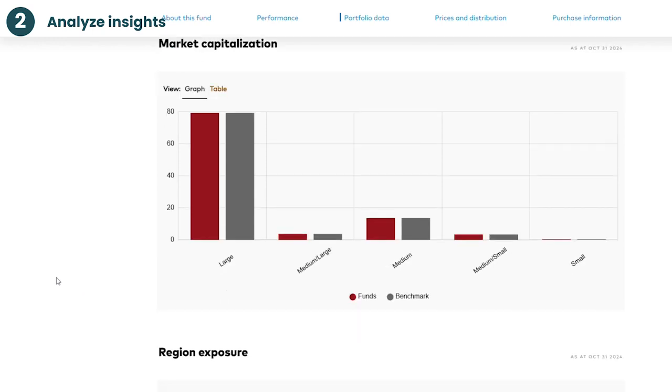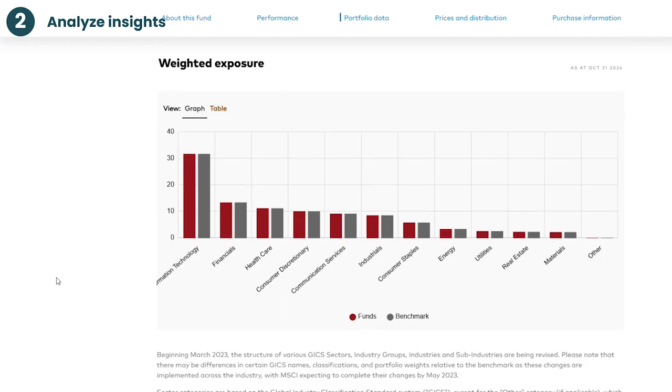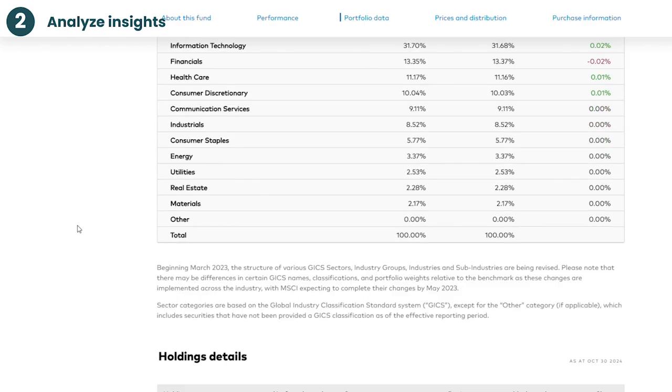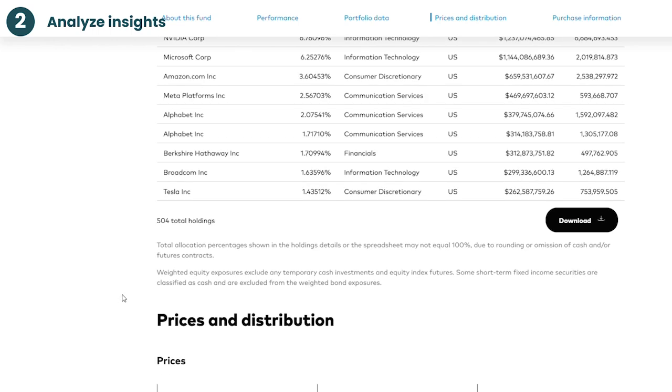In this case, you can see that 31.7% of the fund is aligned to the information technology sector, whereas financials, healthcare, consumer follow. You'll also then be able to see, and this is an important one, the holding details that the fund has allocated to. So you can see that Apple is 7.11% of market value of the fund, whereas Tesla is 1.43512%, and there are 504 total holdings.